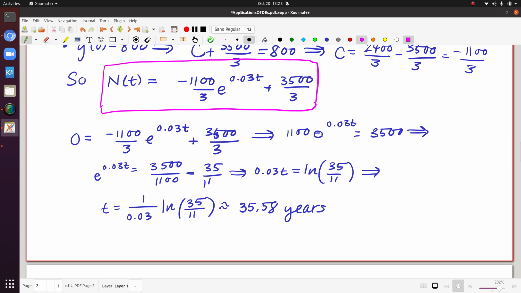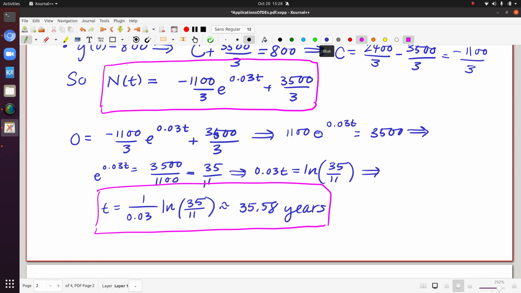Okay, so that answers the second part of the example. And so kind of looking at the process, it was important that we first set up an appropriate differential equation, which we could then solve. And then we were able to use that solution to answer further questions about the example.